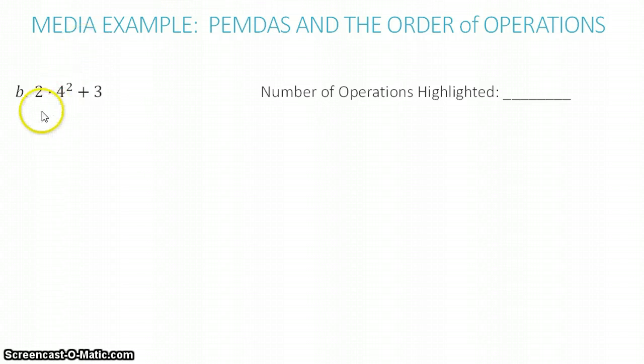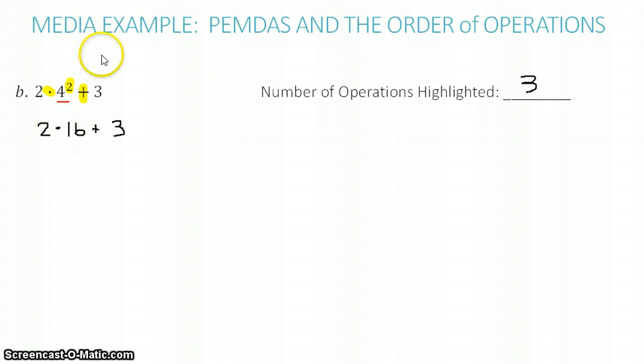Let's start by highlighting our operations. So 2 times 4 squared, to the second power, plus 3. So again, we have multiplication, exponent, addition. 3 operations. Of these, we have no parentheses to do first. Now we have an exponent we're going to do first. So 4 squared, or 4 to the second power. I'm going to write down the remainder. 2 times, well, 4 squared is 4 times 4, which is 16. That's multiplication, plus 3.